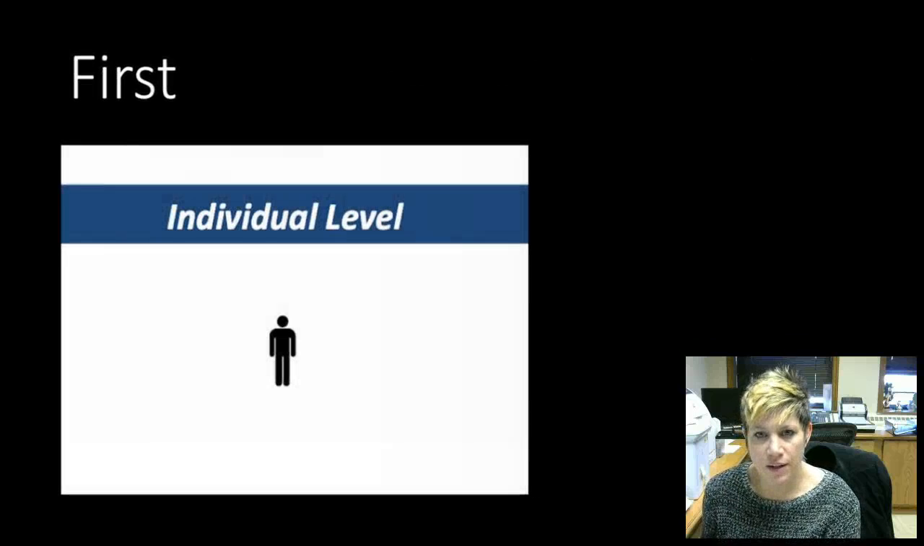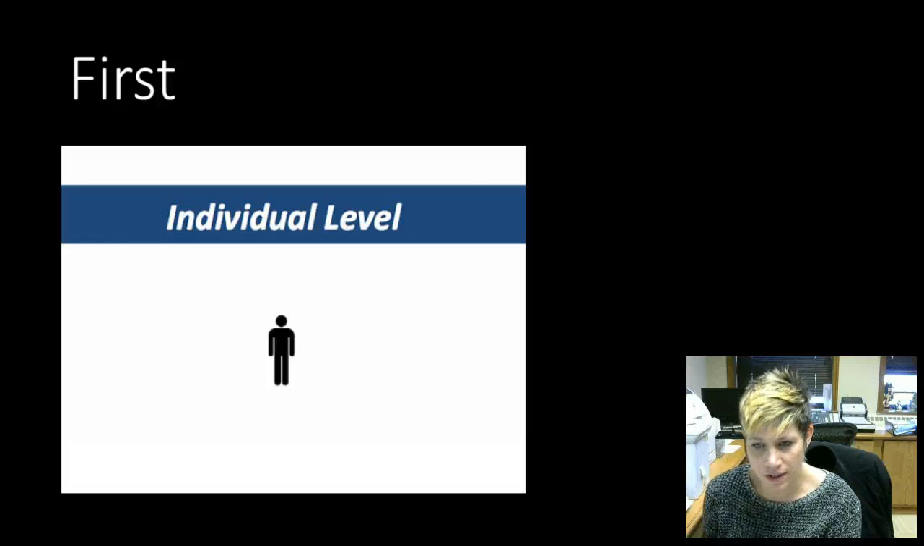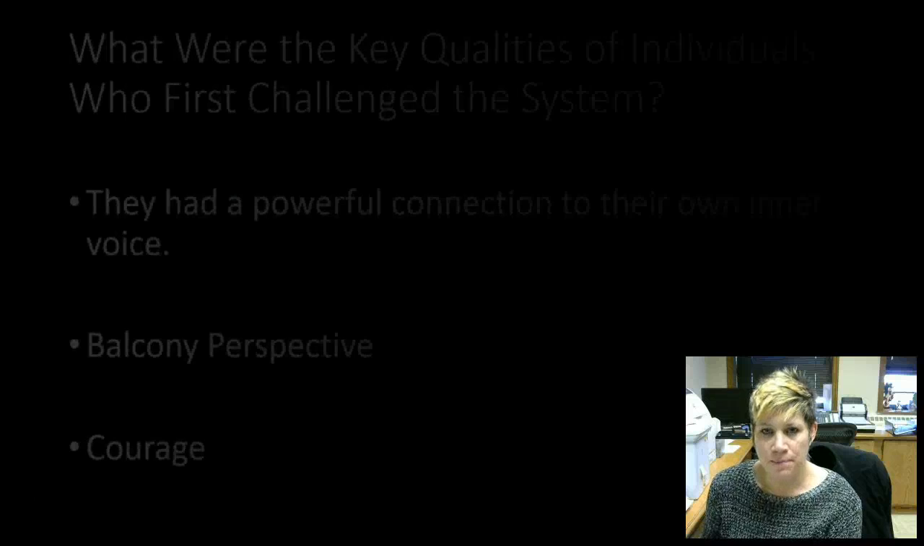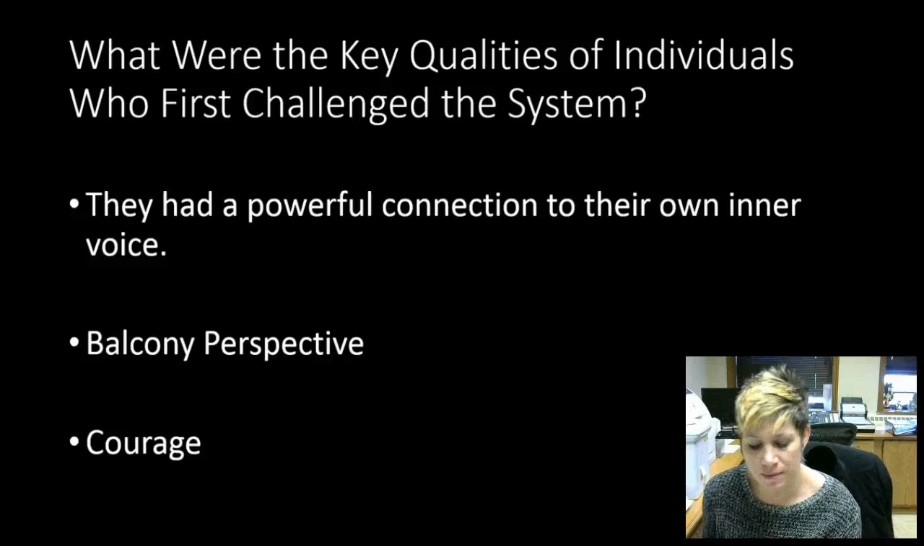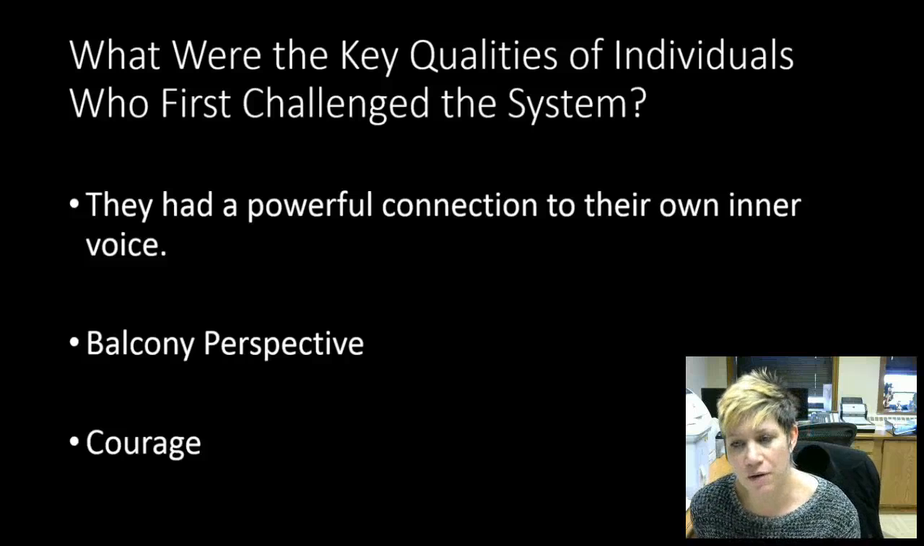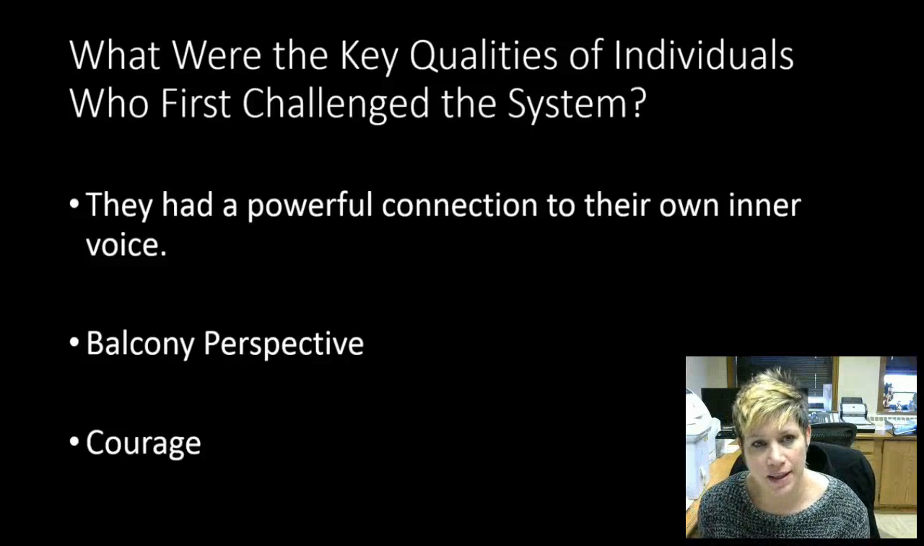And the researchers found that there were 3 areas of importance that continue to prove themselves in their research findings. First was at the individual level. And what the researchers found there were the key qualities of individuals who first challenged the system. First, those that first did had a powerful connection to their inner voice, meaning that they knew something was wrong and they had to do something about it. They couldn't deny what their inner voice was telling them.